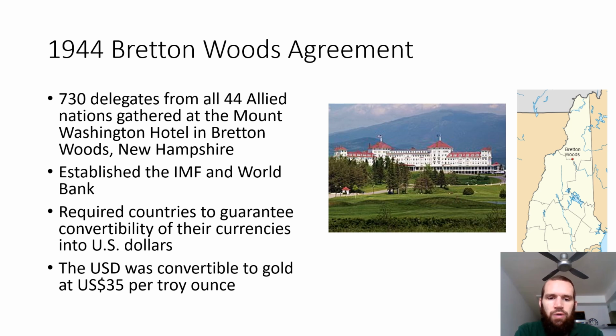So this agreement required countries to guarantee convertibility of their currencies into US dollars, and then the US dollar was convertible to gold at $35 per troy ounce. Soviet representatives attended the conference, but later declined to ratify the final agreements, charging that the institutions they had created were "branches of Wall Street."